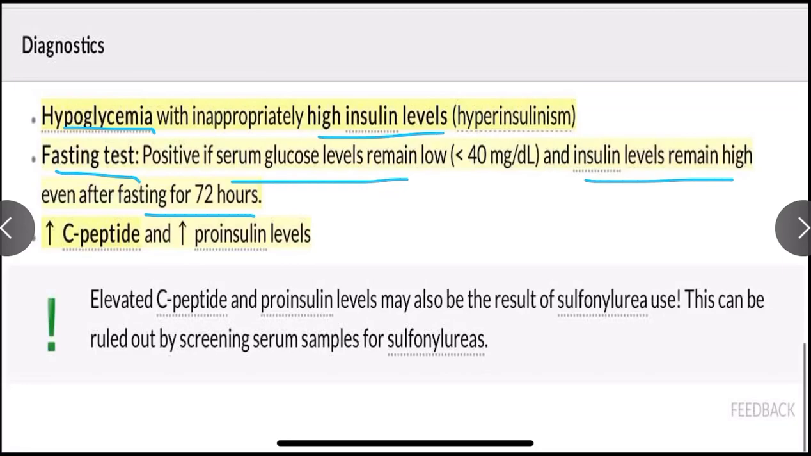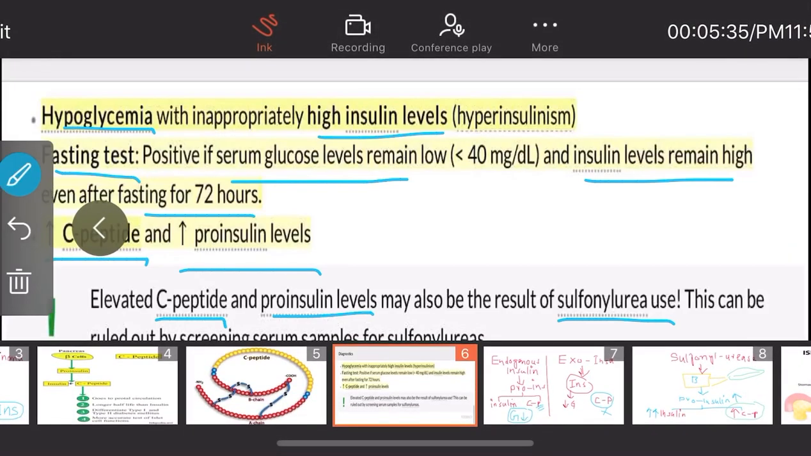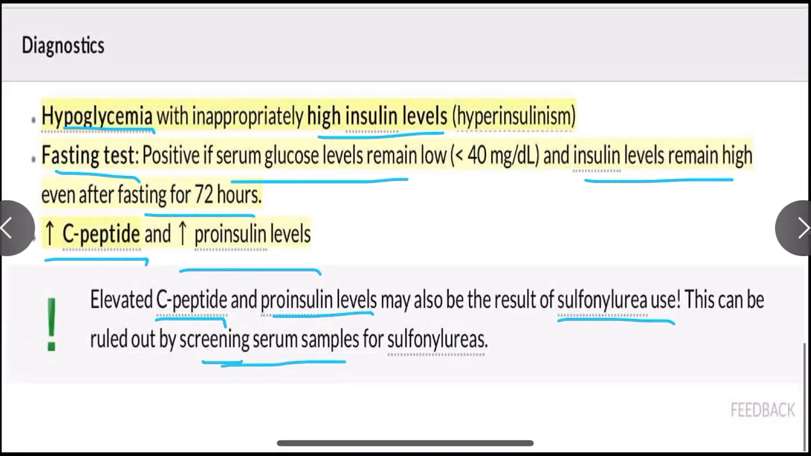Okay, and if we find C-peptide there and increased proinsulin, we are still not sure it is insulinoma. Why? Because there is another condition which can also increase C-peptide and proinsulin. What is that? That is sulfonylurea use. If the patient is using sulfonylureas, there will be increased C-peptide and increased proinsulin, guys. So this can be ruled out by screening the serum sample for sulfonylureas.